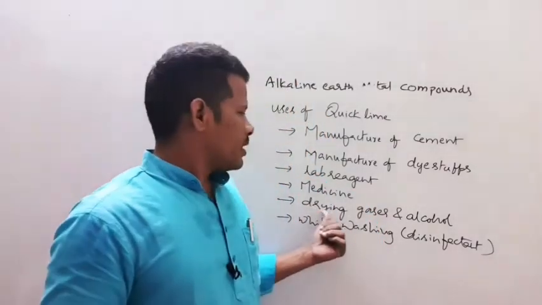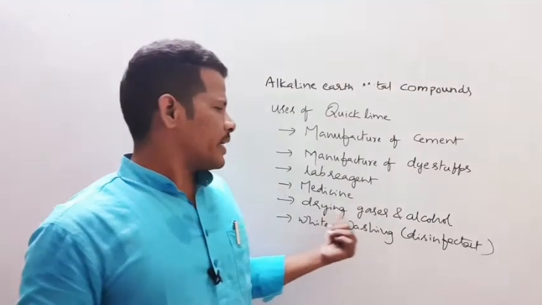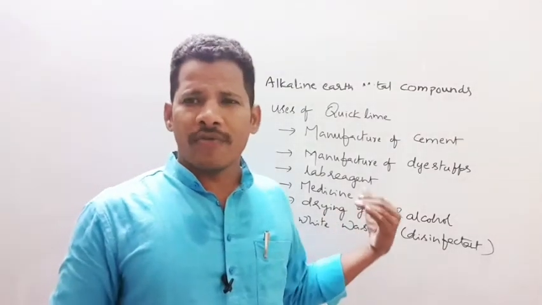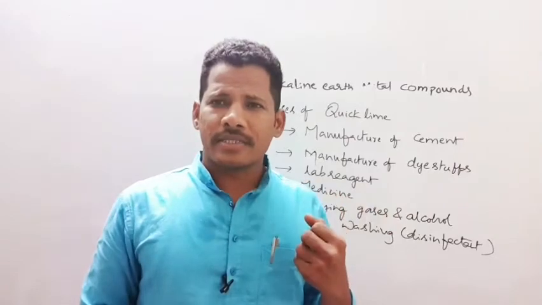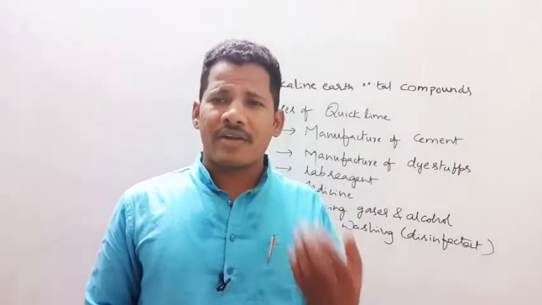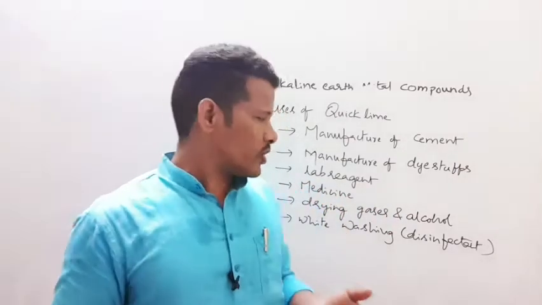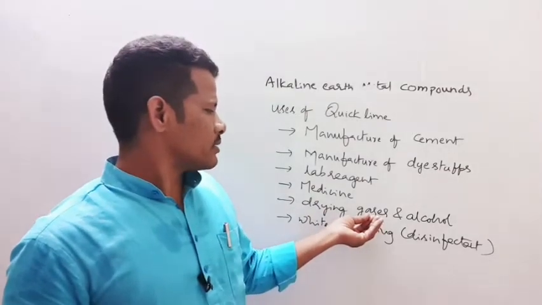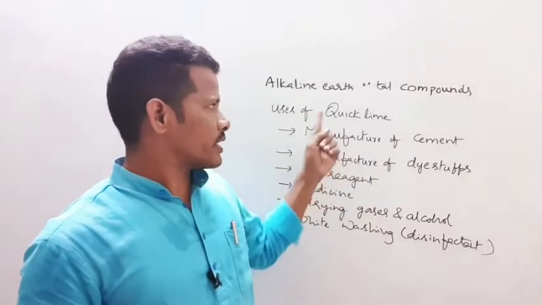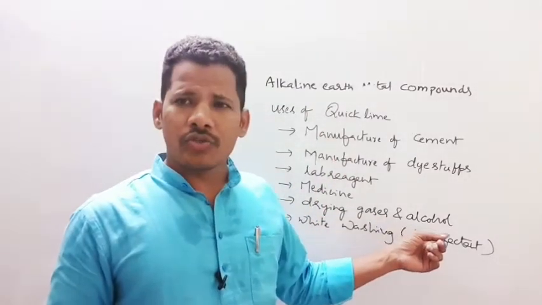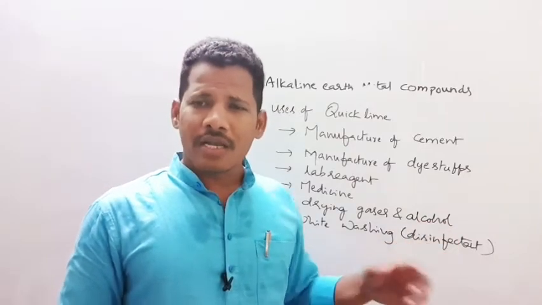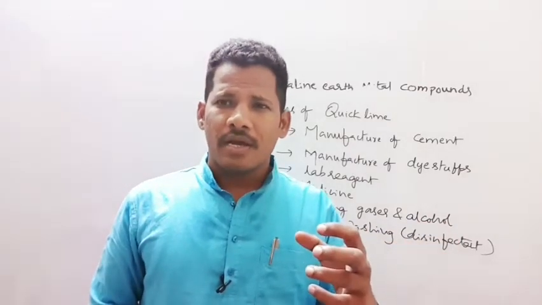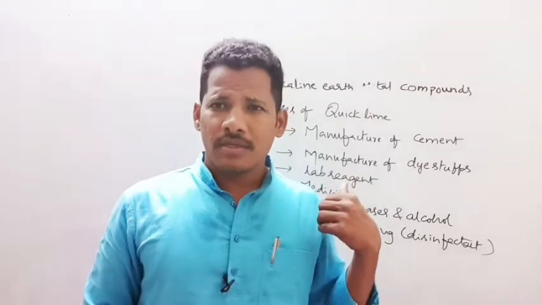And drying gases. As we told before, it removes carbon dioxide, sulfur dioxide, nitric oxide and nitrogen dioxide. For this gas-drying nature we are using quicklime, and also to dry alcohol. Alcohol contains some impurities, and those impurities are removed by quicklime.